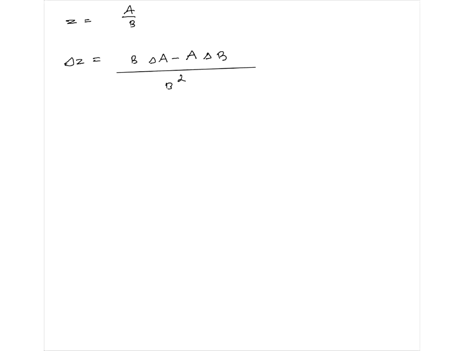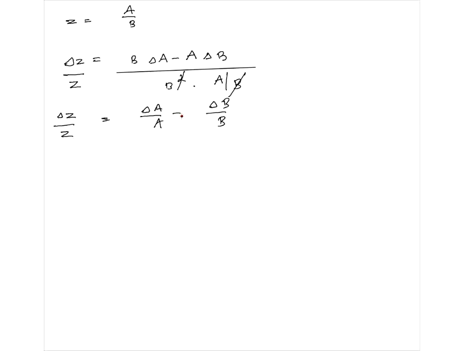Now, if I want delta z by z type of result, then I would divide both sides by z. So delta a by a minus delta b by b. See how quickly we got it. And now you would say one more thing. You would say that you are looking for maximum error.